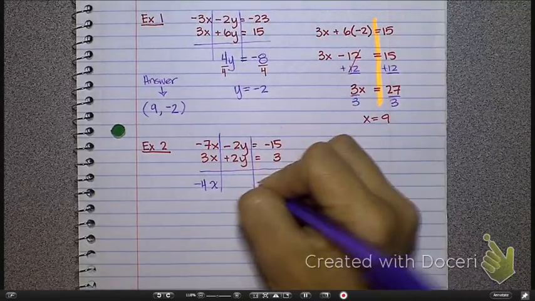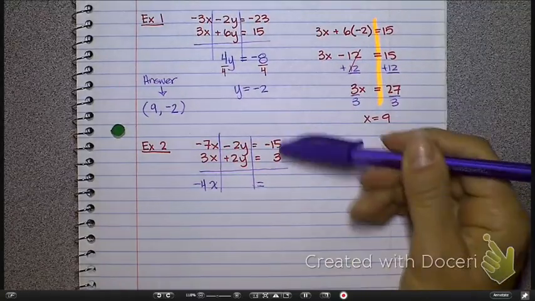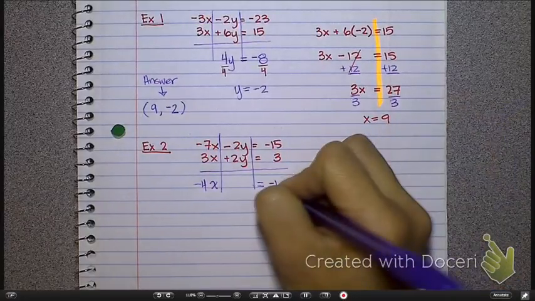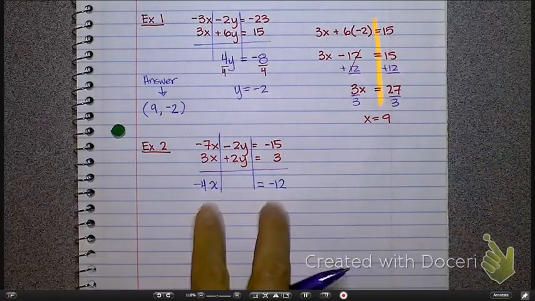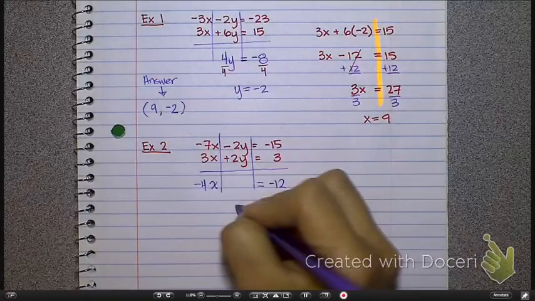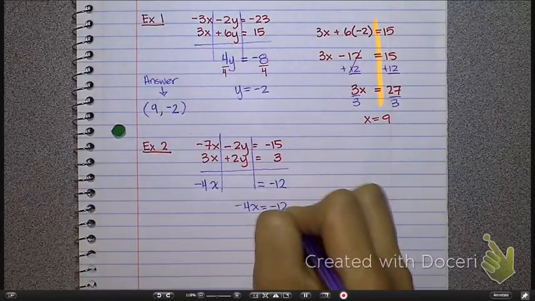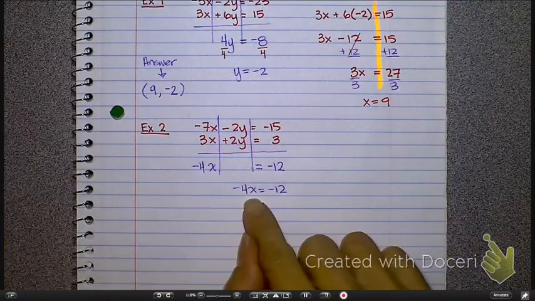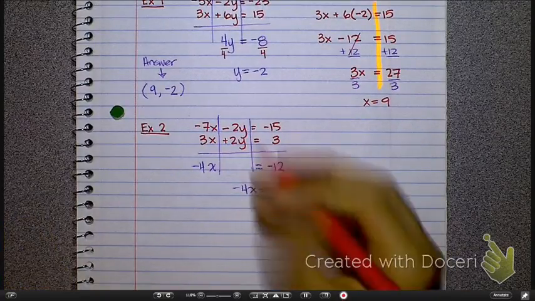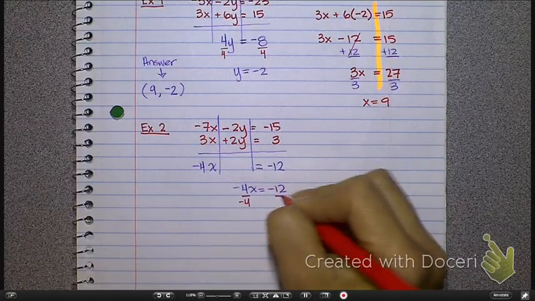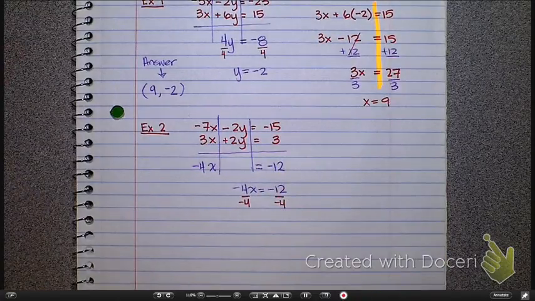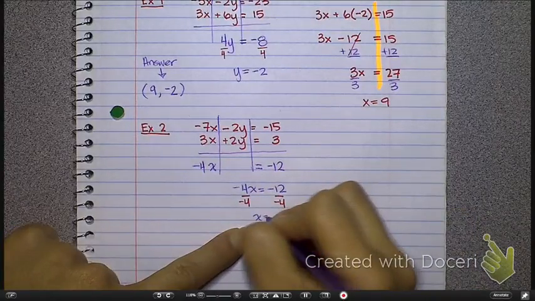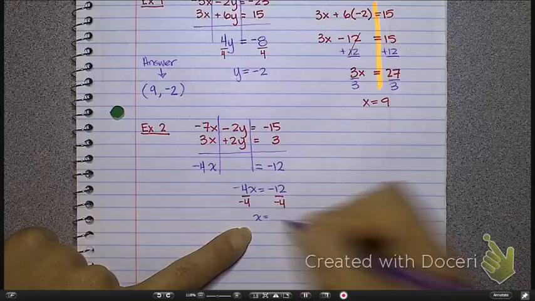Now, drop down the equal sign. What's left when I put these two together? -12. Okay, so this is kind of spread out. I'm just going to rewrite it really quickly so you guys can see that it's an equation that I can now solve for x. So how do I solve this equation for x? Yeah, divide by -4. Very good. Okay, so what is -12 divided by -4? Negative or positive? Positive 3. Okay.